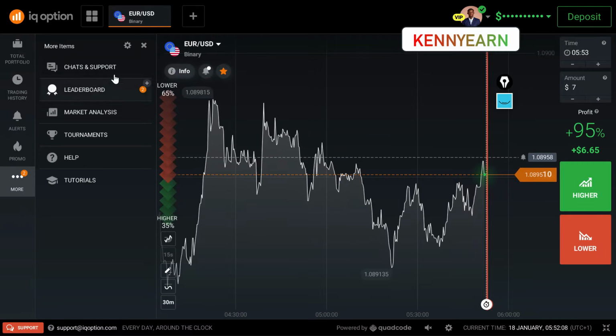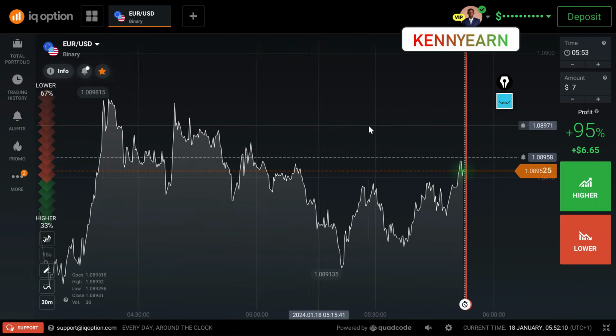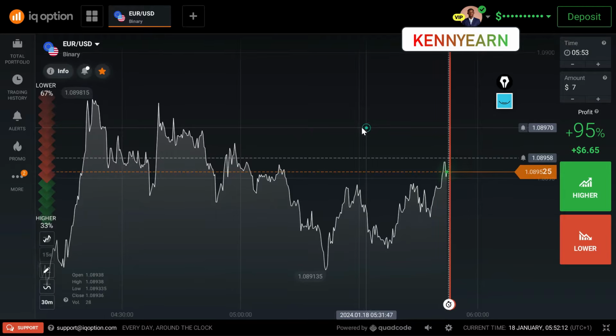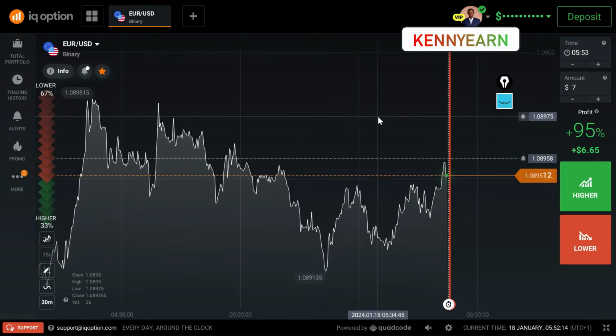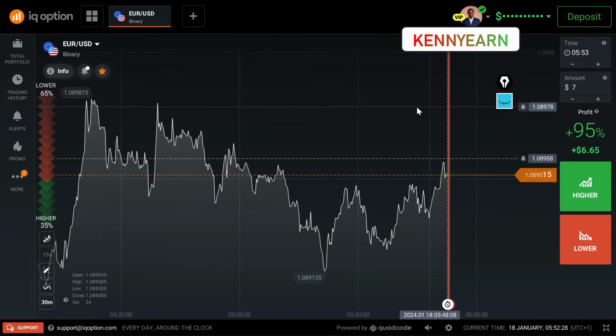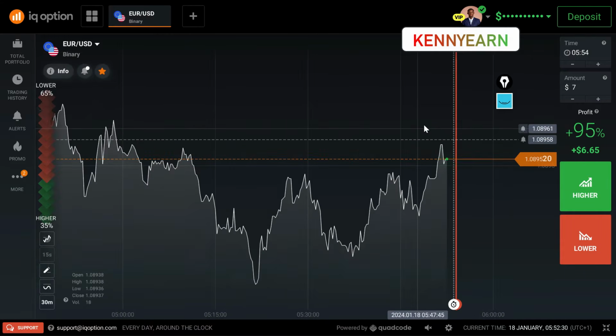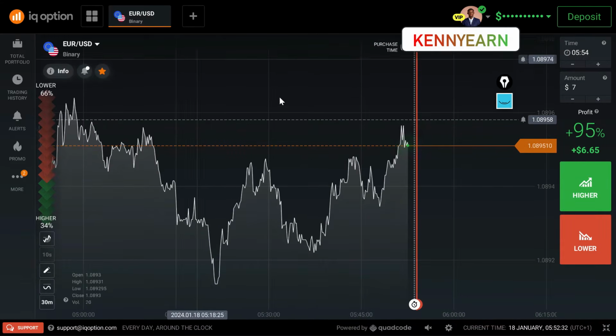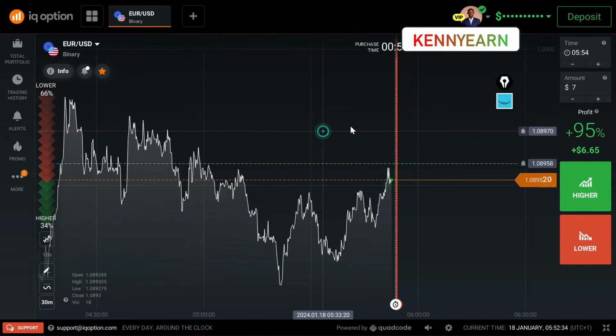I modified my own to the way I want my interface to look like. So here is where you select pairs. If you want to take any trade, you can select the pair. I usually trade and I advise that you trade a pair that has at least 80% payout and above. So you can choose there to take 80% trades and above.